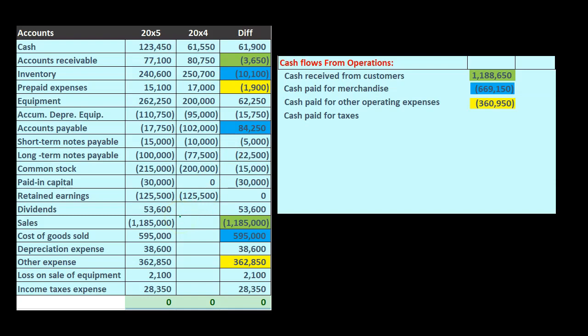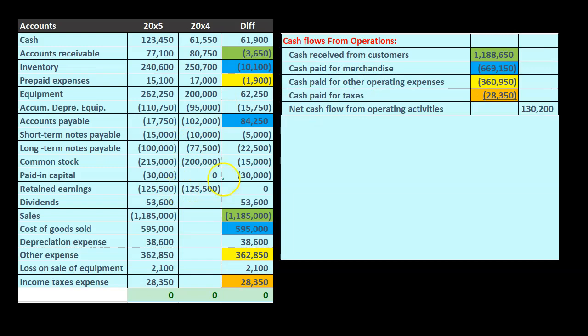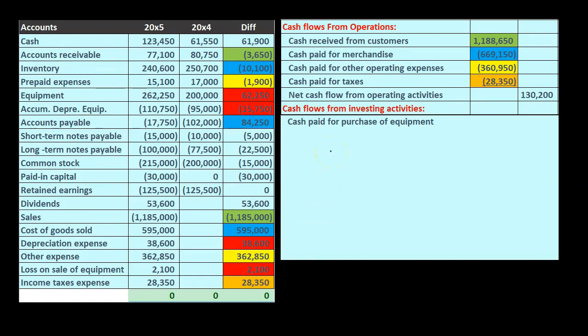Okay, so then we got cash paid for taxes, and that's just going to be this item here. There's no accrual basis up here. We don't have any prepaid taxes or accrued taxes, so we're just going to pull that over directly, and that'll give us our total. So if we add and subtract these up, we get to $130,200. Next, we're going to have the cash paid for equipment, and that's going to be in the cash flows from investing activities. So we finished the net cash flows from operating activities. Now we're going to go to the investing activities.